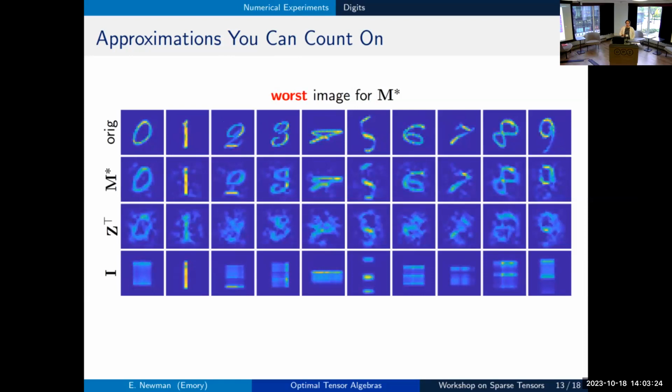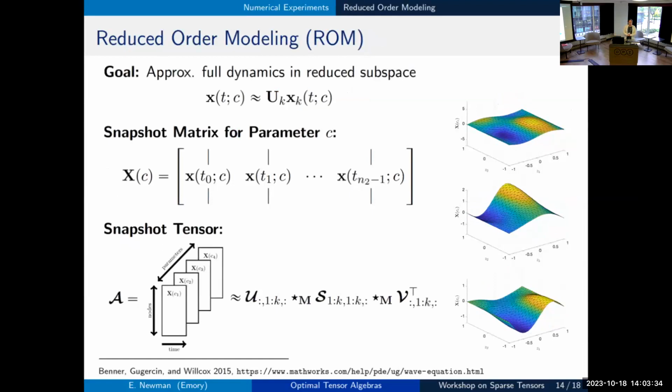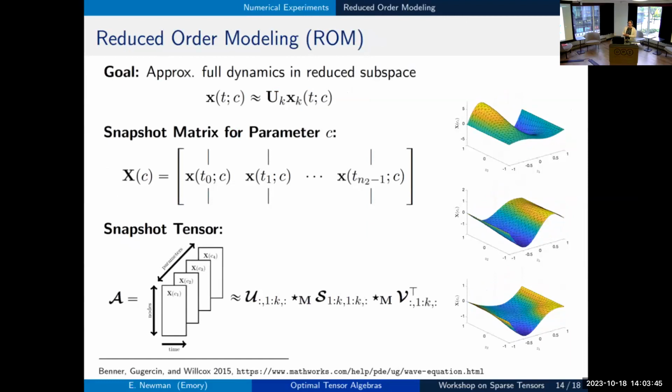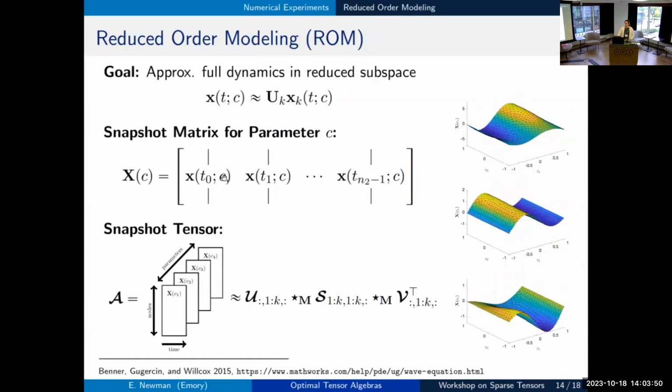But the application I'm quite excited about is something a little new for me. It's not an imaging application anymore, but for reduced order modeling. So our goal is to approximate some full dynamics in a reduced subspace. And one way to do this is using a method of snapshots. So what you see here is we have a parameterized dynamical system, in this case, a wave equation. And our states here are actually the solutions to this wave equation. Our parameter is different wave speeds.